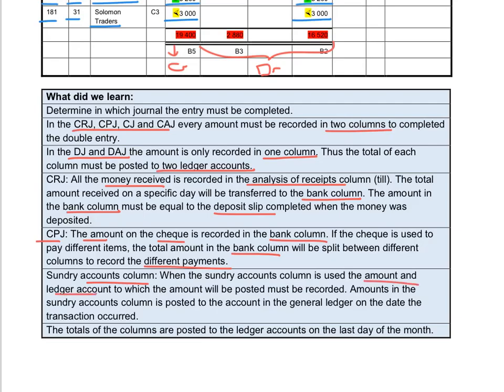So it doesn't matter in which journal you have a sundry accounts column. If you record an amount, you have to record to which ledger account this amount will be posted. Amounts in the sundry accounts column are posted to the account in the general ledger on the date that the transaction occurred. Totals of columns are recorded on the last day of the month.